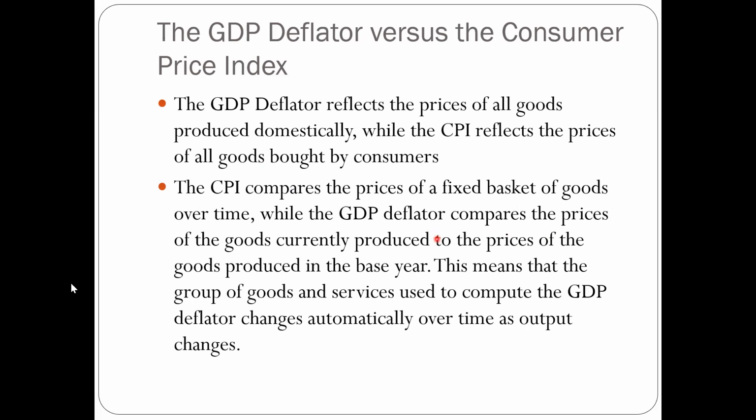So this means that the group of goods and services used to compute the GDP deflator changes automatically over time as output changes. So we must differentiate between the GDP deflator and the Consumer Price Index. The Consumer Price Index compares the prices of a fixed basket of goods over time, while the GDP deflator compares the prices of the goods currently produced to the prices of goods produced in the base year. So the GDP deflator is specialized in goods produced domestically, while CPI is specialized in goods bought by consumers.